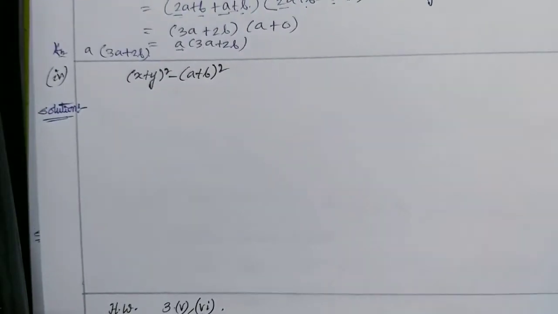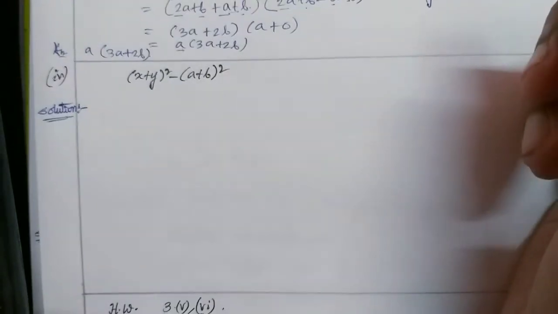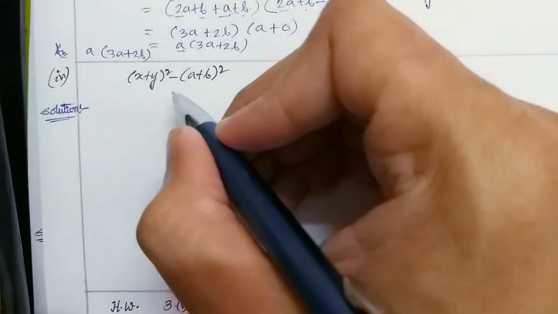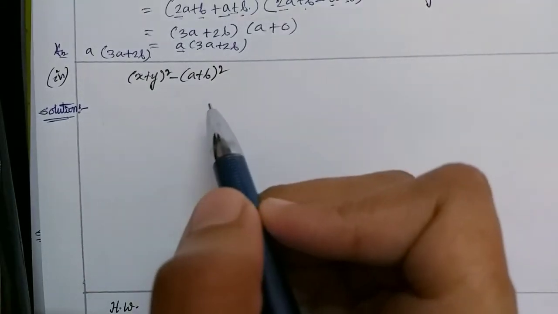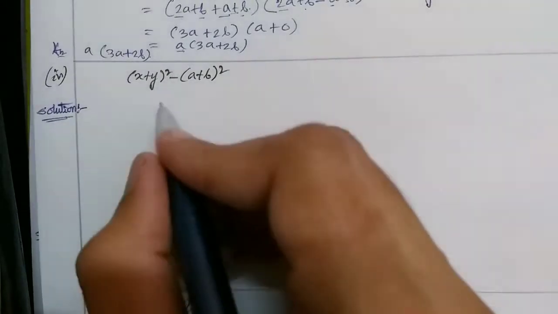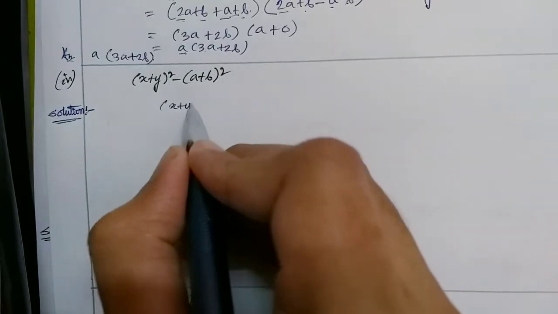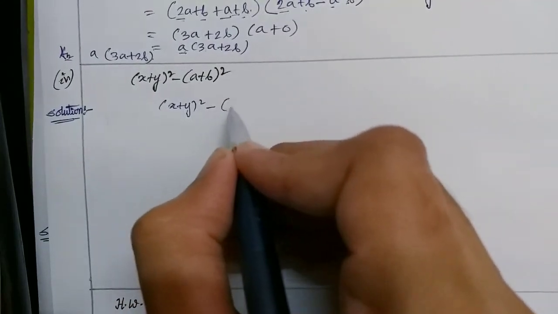Hello students, as you know we are doing exercise 12.3 now. So we are doing question number 3 part 4, which says you have to express this given expression as a product of two expressions. Okay, so let us write this: (x + y) whole square minus (a + b) whole square.